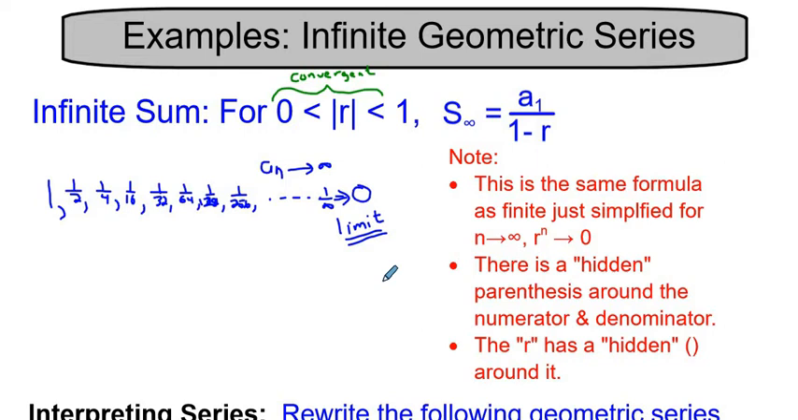So this actually makes this formula the same as this formula right here, the one we've been using, 1 minus r to the n over 1 minus r. What happens is, as n goes to infinity, this part right here goes to 0, leaving us with a1 over 1 minus r, which gives us this formula.